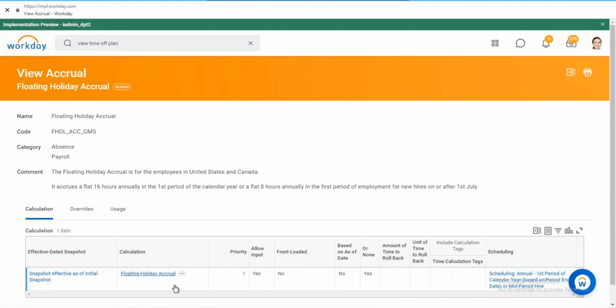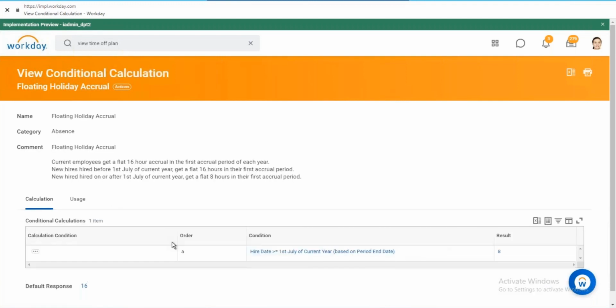And the configuration is still banana. The person who configured this is a very good consultant, because he has mentioned the comments. Current employee gets flat 16 hours accrued in the first period of the year. New hires before 1st July in the calendar year get flat 16 in the first accrual period. New hire hired after 1st of July in the current calendar year gets flat 8 hours. Okay.